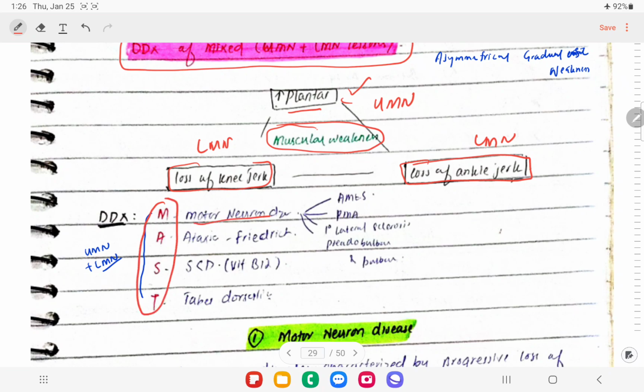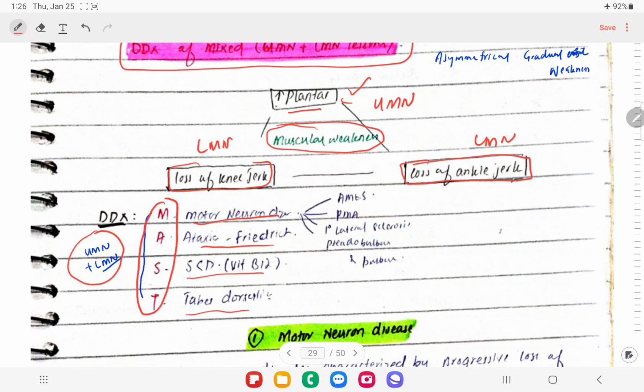In motor neuron disease, in Friedreich ataxia, in subacute combined degeneration, and in tabes dorsalis, these are the diseases in which we're going to see both upper and lower motor neuron lesions in combined form.